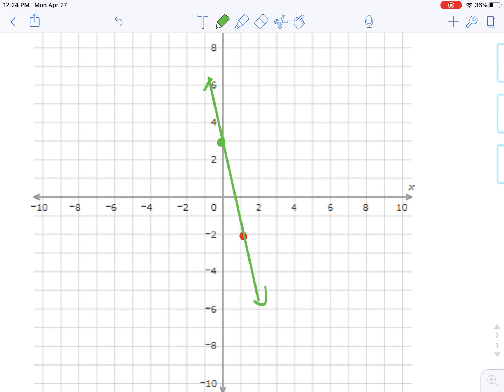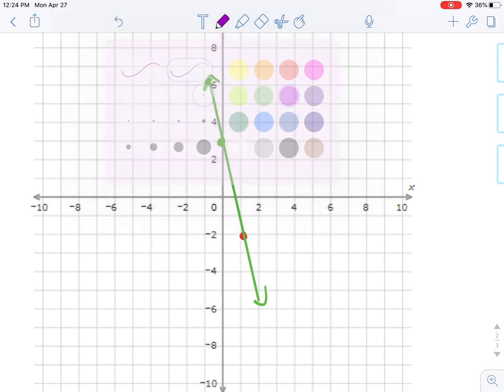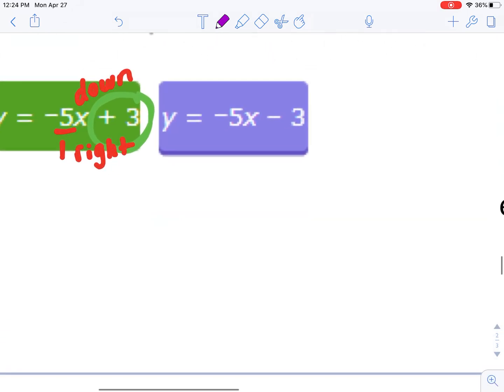Sometimes when you're graphing and writing in your slope, it's helpful to draw that little triangle that shows that we went down 5 and to the right 1. Now let's look at the next equation that we have to graph.